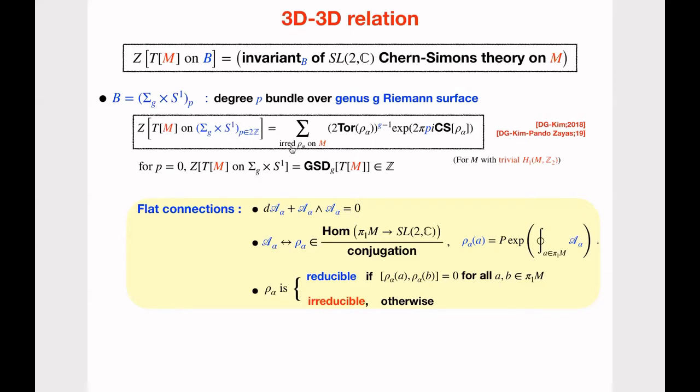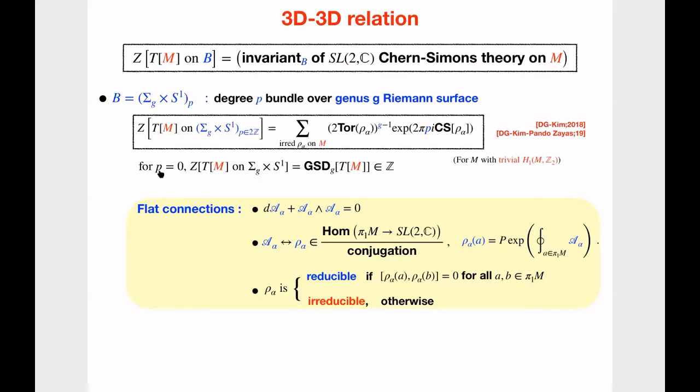So if we sum over this, if we take a three manifold and compute the irreducible flat connections, then the sum of all these related functions is weighted by this topological invariant. This 3D-3D relation says that this quantity computes this partition function on this background. This is a very, very non-trivial relation.